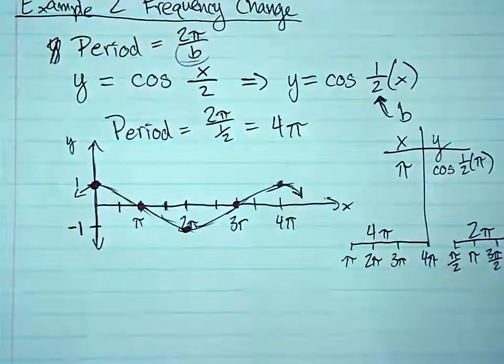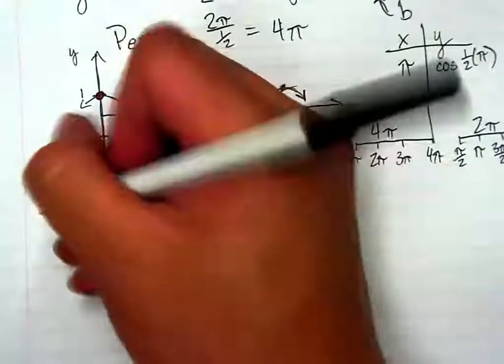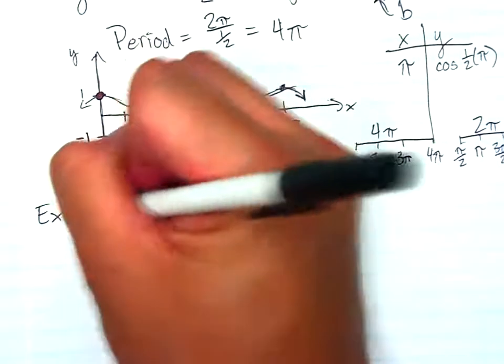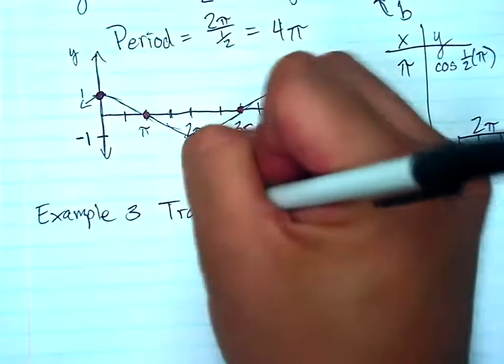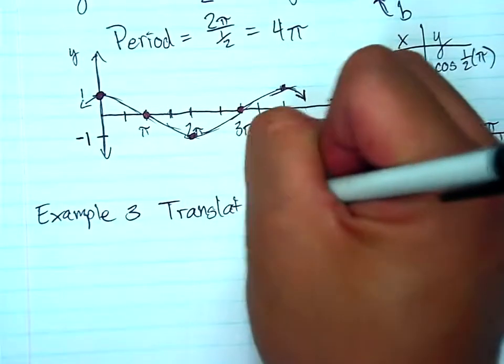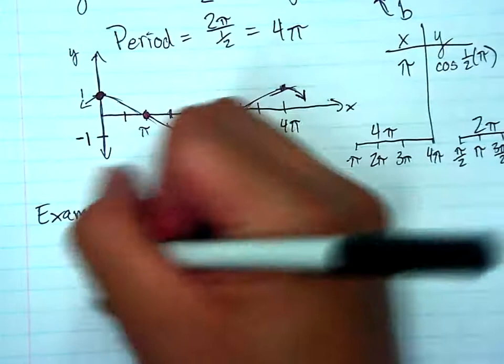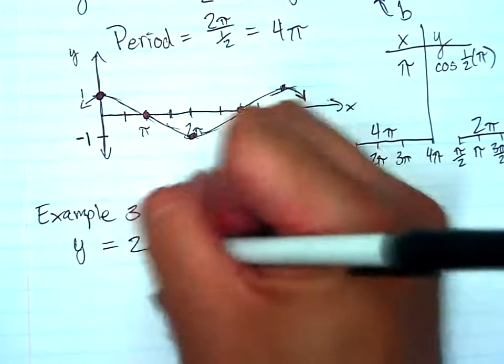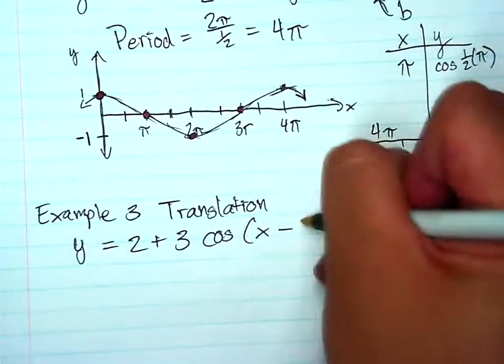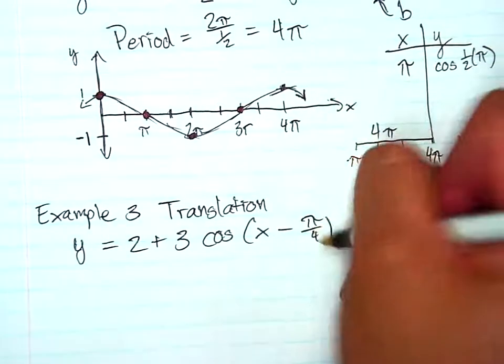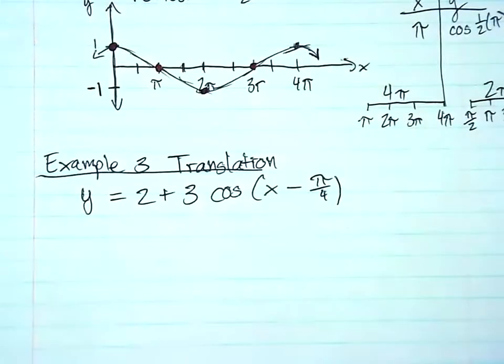All right, final one, example 3. We're going to talk about translations, both horizontal and vertical. So here I have y equals 2 plus 3 cosine of x minus pi over 4. All right, before I do that, one final thing to copy. Sorry for all the stuff you have to copy today.